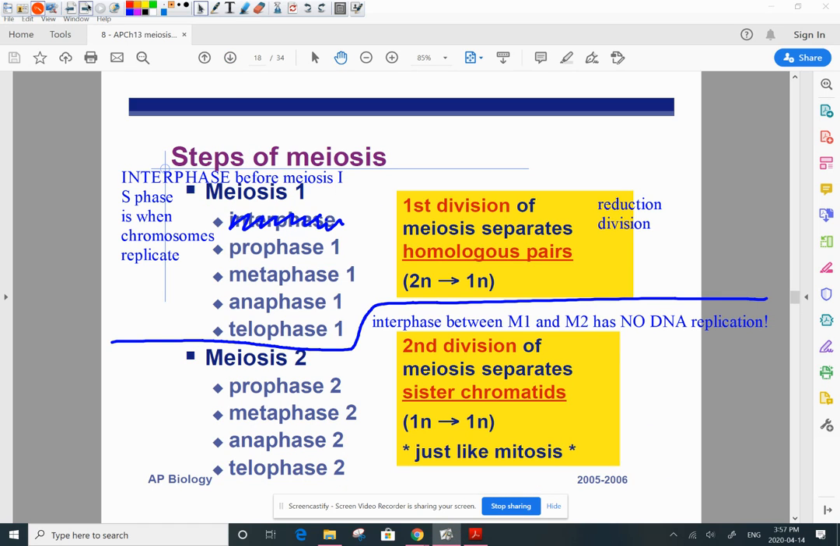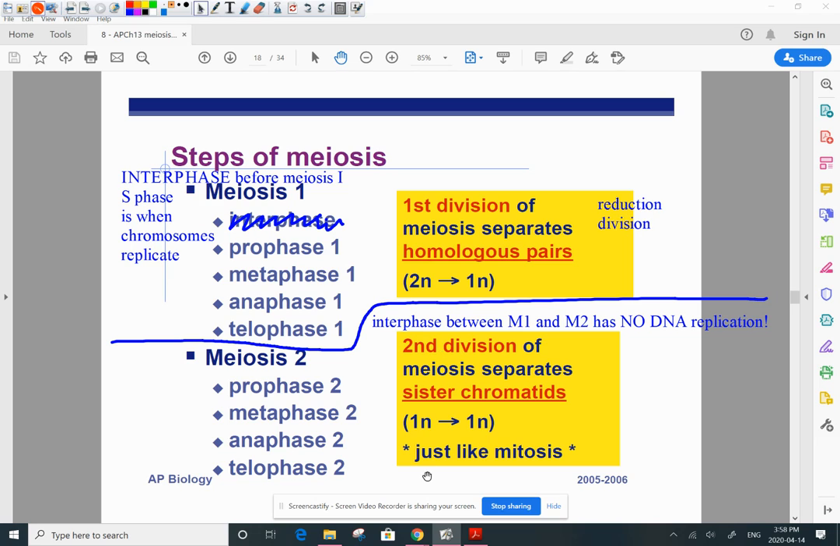So when we look at the steps of meiosis, remember interphase is occurring before meiosis 1, and the S phase is when the chromosomes are replicating, they're making a copy. And that first division, prophase, metaphase, anaphase, telophase 1, that's our reduction division. We're separating the tetrads, the homologous pairs, into chromosomes. Then there's an interphase, and I want you just to think of it like an intermission. There's no DNA replication between these, okay? You can't have the chromosomes replicating or you would be right back to the same number of chromosomes you had at meiosis 1, and then that just defeats the entire purpose of you going through meiosis 1.